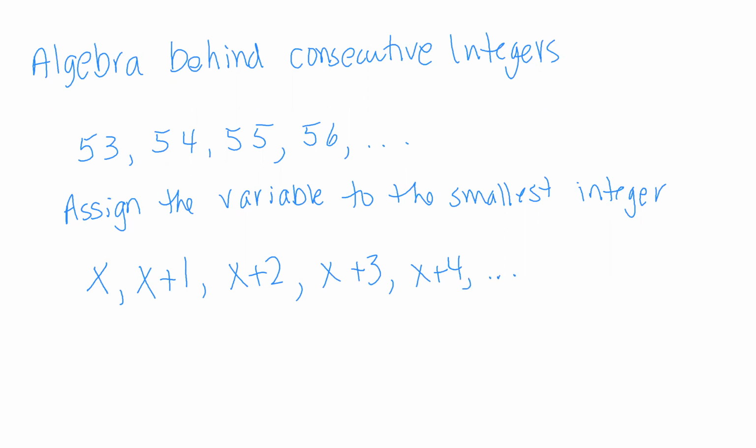So if x was 53, I would get 53, 53 plus 1, or 54, 53 plus 2, or 55, 53 plus 3, or 56, 53 plus 4, 57. I could keep going, but you can see here that this algebra will absolutely give you a list of integers that are just consecutive in a row, no skipping evens or odds.